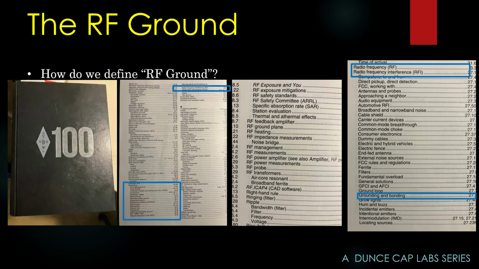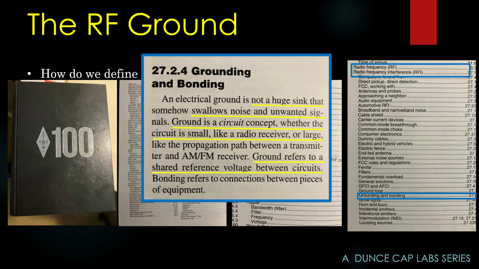What about the American Radio Relay League? Certainly they must talk about it. They don't talk about an RF ground. Now they do talk about radio frequency interference and grounding and bonding for radio frequency interference. Maybe that's a clue. But no, an electrical ground is not a huge sink that somehow swallows noise and unwanted signals. Ground is a circuit concept, whether the circuit is small, like a radio receiver, or large, like the path between a transmitter and an AM/FM receiver. Ground refers to a shared reference voltage between circuits.